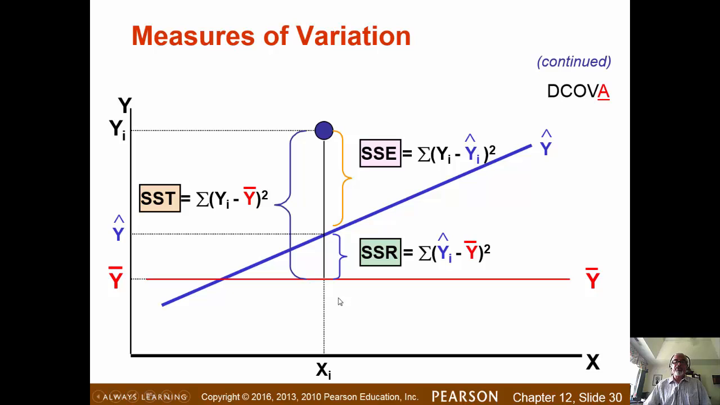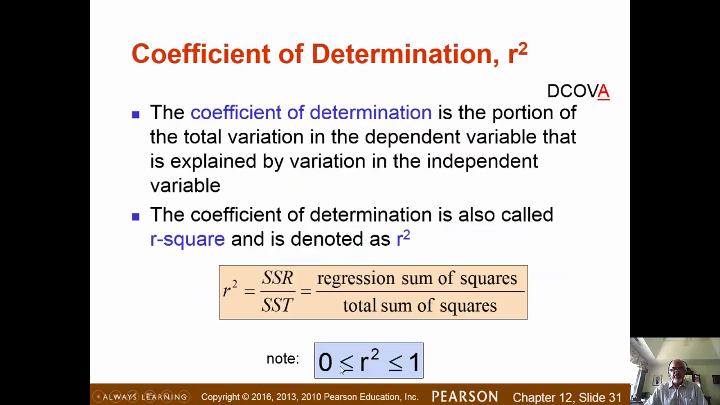Now if the regression is good, then most of the total sum of squares will be explained by SSR and very little will be left as error. If the regression is not very good, then much of the error will be left over. So we can compute a ratio between SSR and SST, which is called the coefficient of determination. That will tell us the proportion of total variability that is explained by the regression. That's given by this formula.